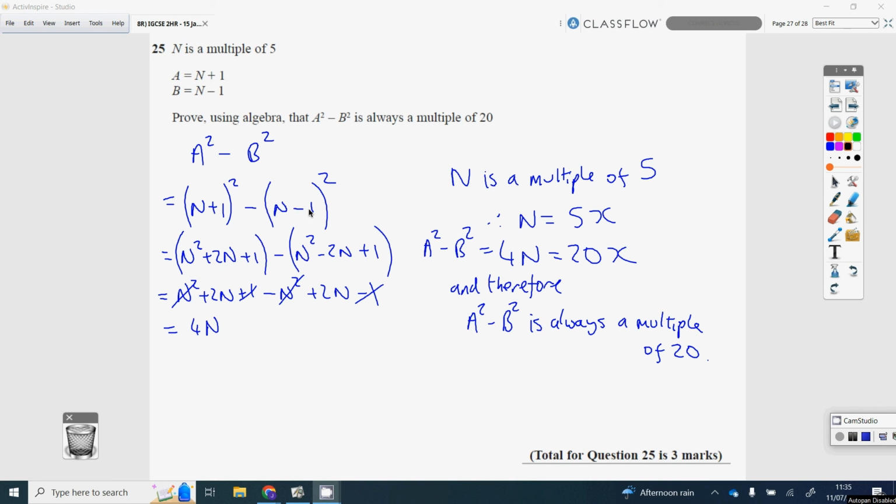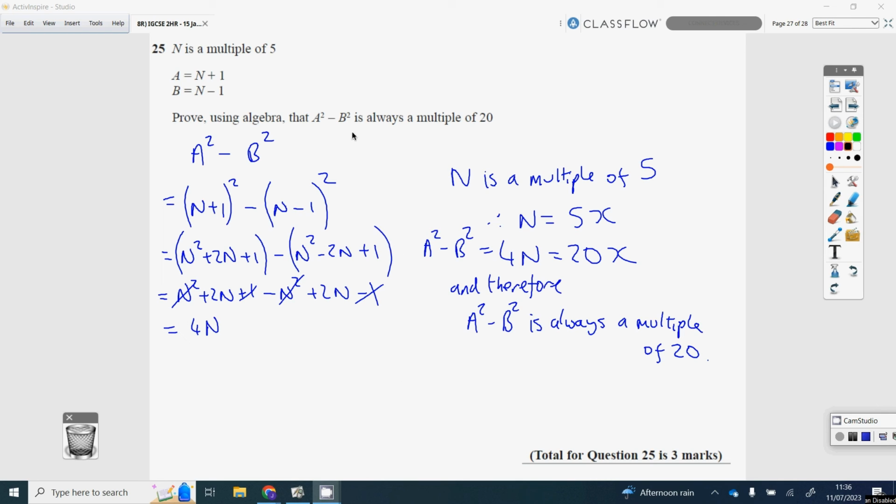And (n minus 1) all squared is (n minus 1) times (n minus 1), which is n squared minus 2n plus 1. Now be careful, this is going to be minus n squared plus 2n and minus 1, okay, because we're effectively multiplying by minus 1. So that gives us this. The n squareds cancel and the 1s cancel, leaving us with 2n plus 2n, which is 4n. So we've shown that a squared minus b squared is 4n.